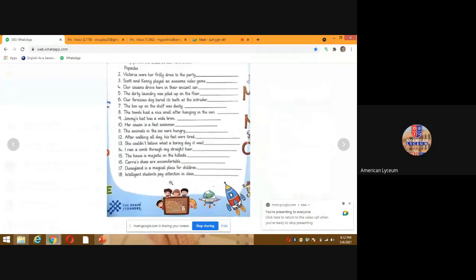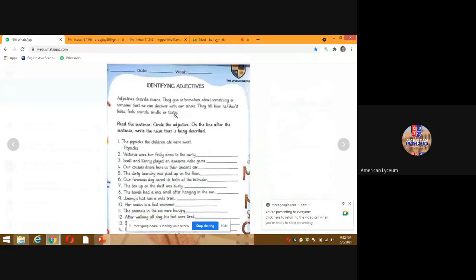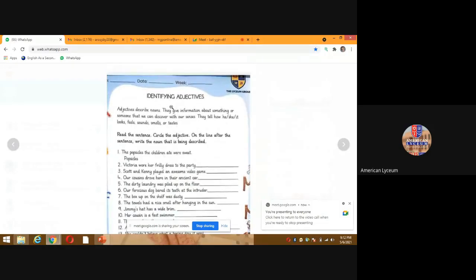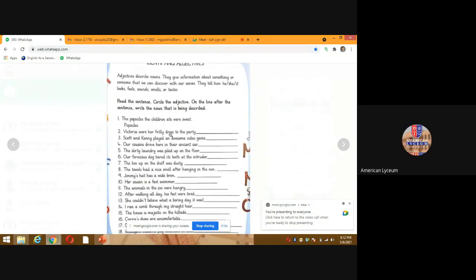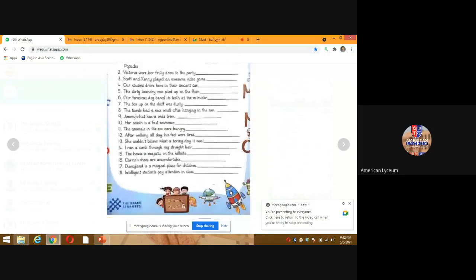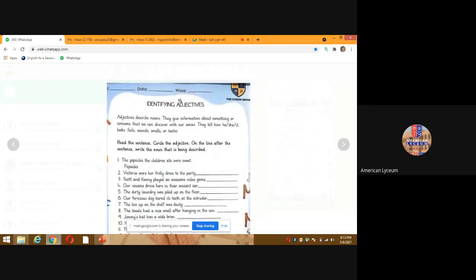Today we have to do activity sheet number 6, English B. Everyone, please open activity sheet number 6, English B right now. Okay. So identifying adjectives. Today we have to do the English exercise, English B, activity sheet number 6. Everyone open English B activity sheet number 6.